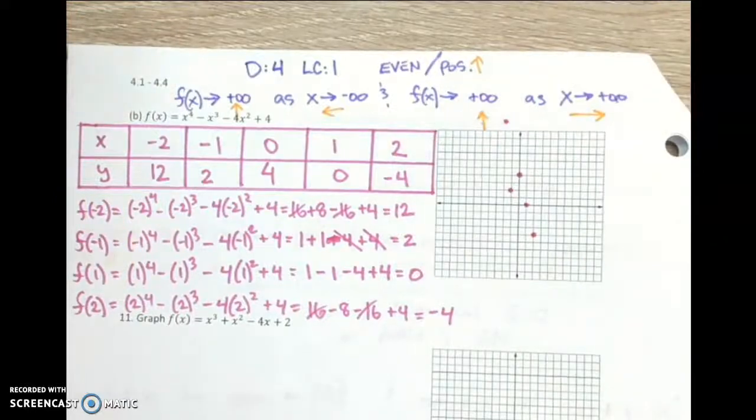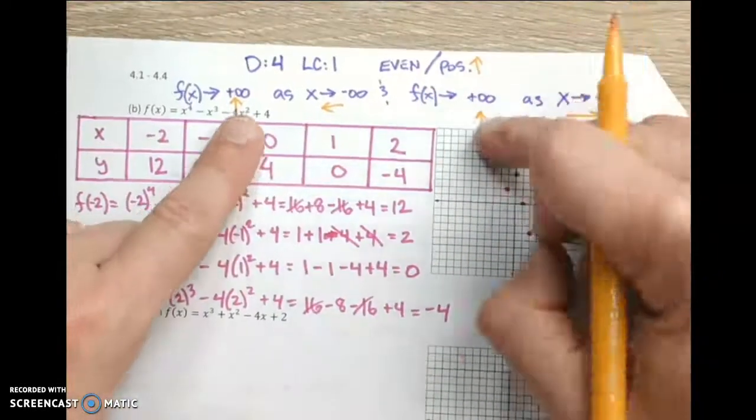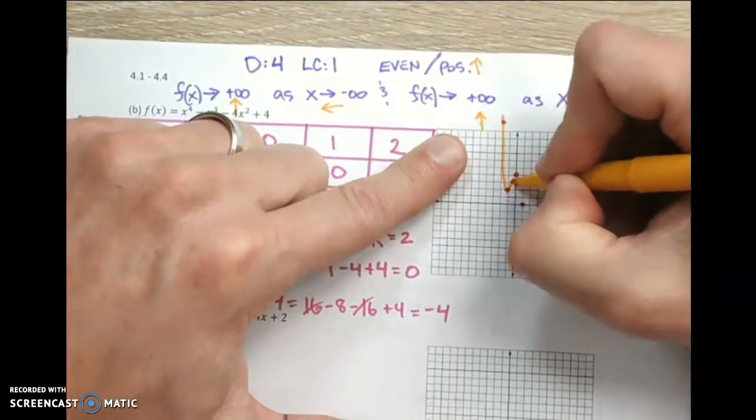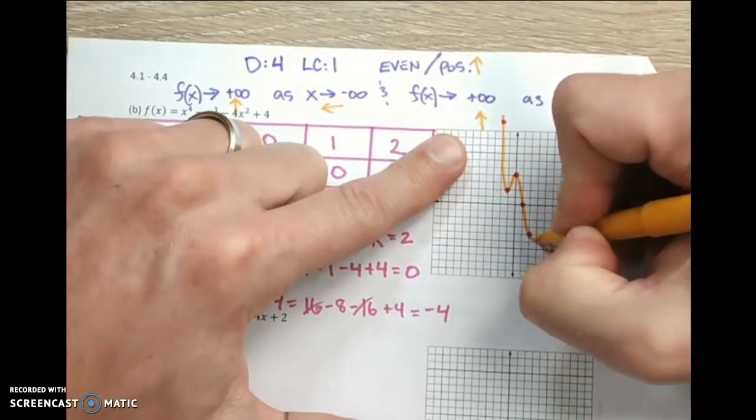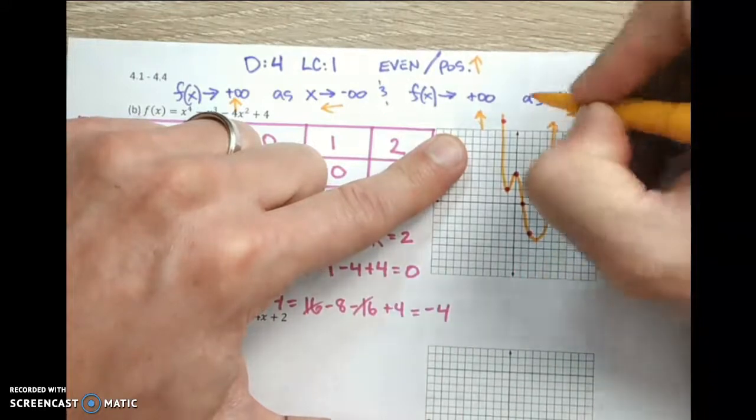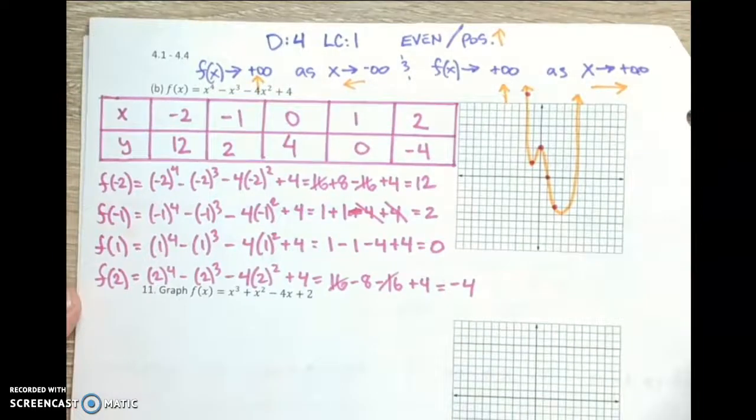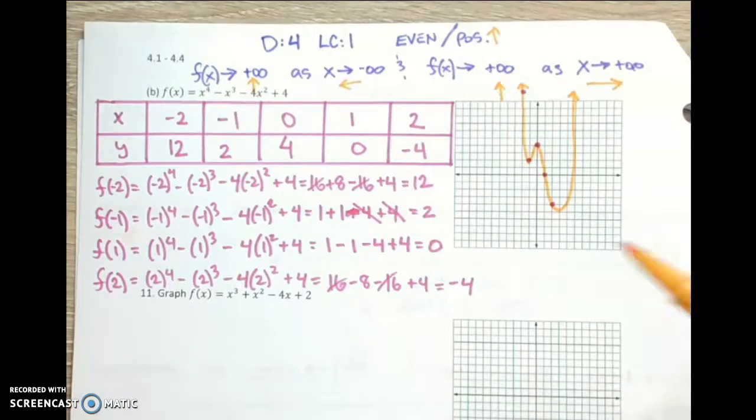Okay, so let's graph it. It's going to start up and end up. So I start up, I go through my points, and then I'm going to have to end going up as well. Alright, again, I start up and end up. There is the graph. And we did number 10, A, and B.